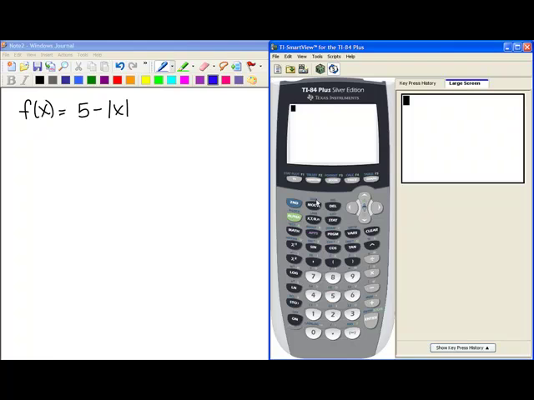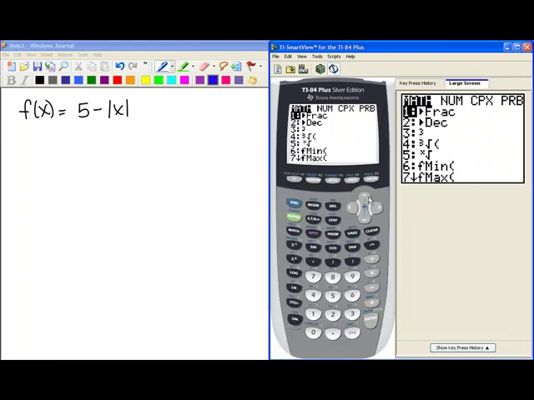Okay, in this next problem, we will be looking at a different function where we have to graph in the calculator. It's f of x equals 5 minus the absolute value of x. So the first thing I'm going to do is press the y equals key. And I need to type this in, so I'm going to hit 5 minus and then hit the math button to get the absolute value.